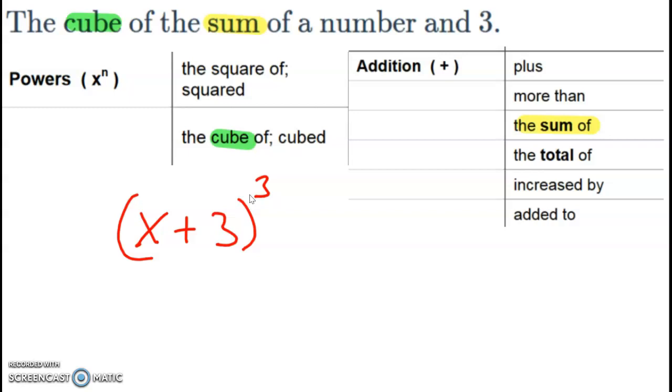But that's it. That is converting words to expressions, the compound version.